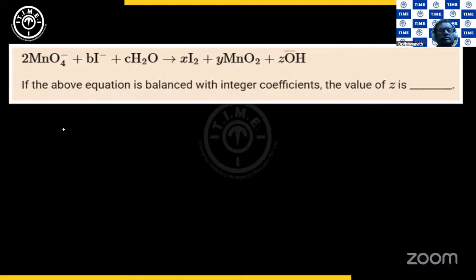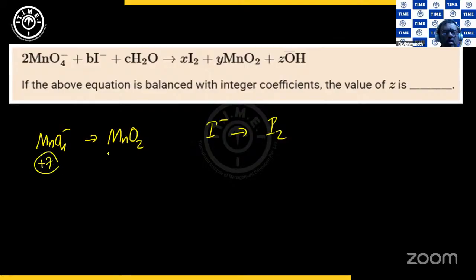Now here, if the above equation is balanced with integer coefficients. So first of all, let us look at this MnO4 minus. We are doing what method? Oxidation number method. And then I minus is turning into I2. Now this is +7. You can do it and then find out this is +4. And the change is 3, right? There is only 1 Mn. So look at 3 as 3 only, not 3 into something.